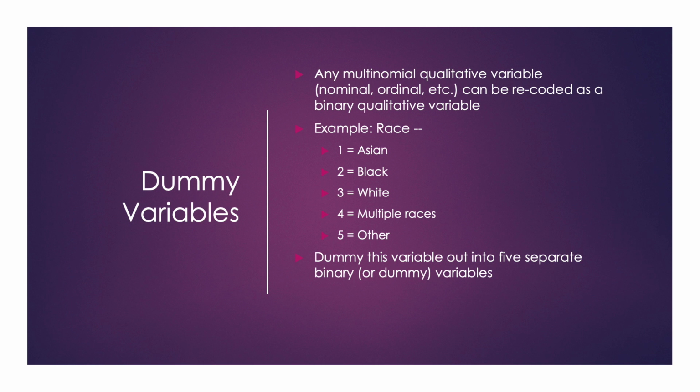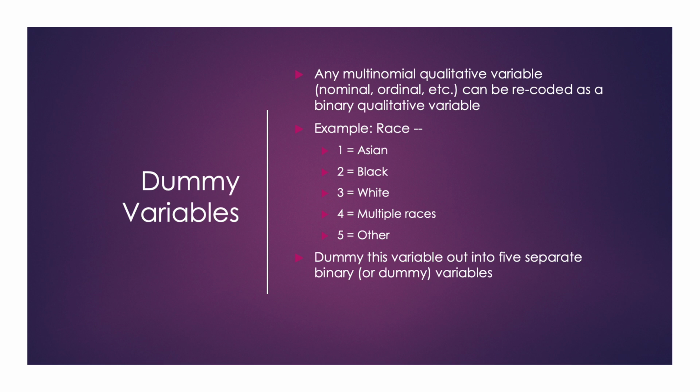Next, we have something called a dummy variable. A dummy variable is just any multinomial qualitative variable, a nominal or ordinal variable, that can be recoded as a binary qualitative variable. For example, if we have a variable called race, and it's coded numerically where 1 means Asian and 2 means black and so on and so forth, we could dummy this variable out into 5 separate binary or dummy variables.